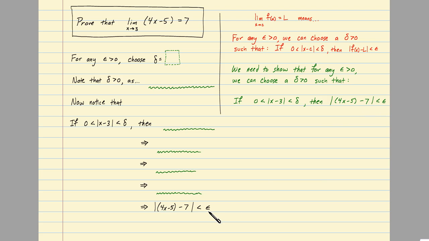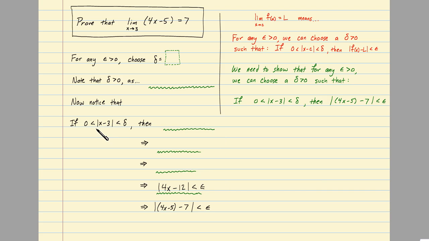Now, finally, we're at a spot where we can take a next step. We see something here that we can go forward with. In particular, looking at what's in between the absolute value symbols here, this is something we could simplify. So let's go ahead and do that. Certainly we can combine the negative 5 and the negative 7 to get the absolute value of 4x minus 12 is less than epsilon. So we're kind of working backwards up the chain. If we know this is true, then certainly we could split that 12 back into the 5 and 7.